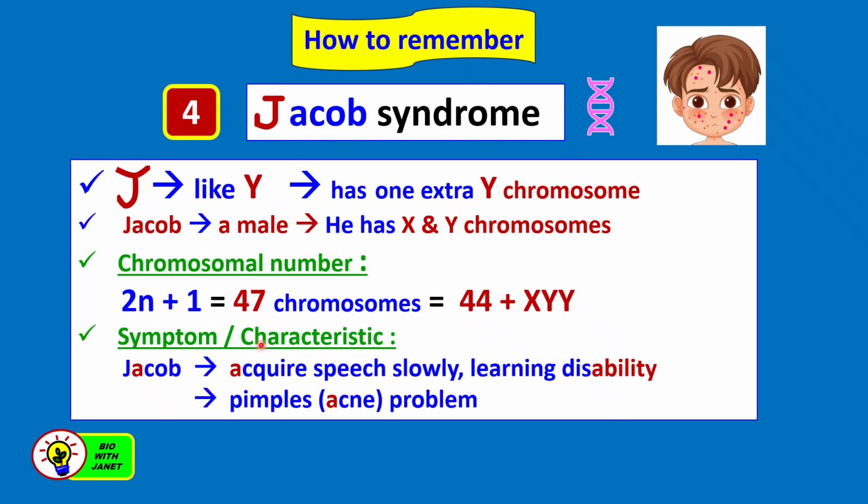So what are the characteristics of the symptoms? Look at the letter A here. After J, look at A. A for acquire speech slowly. Another A is for ability. Just reverse it to disability. So this child has a learning disability in that he will learn things more slowly than a normal person. Actually, another A is for acne. Acne means pimples. The textbook uses the word pimples. So this child has a problem with acne on his face. Maybe it's a constant problem. Always having acne or pimples on the face.